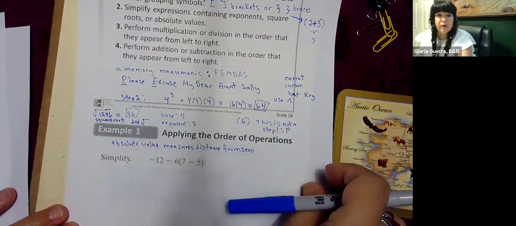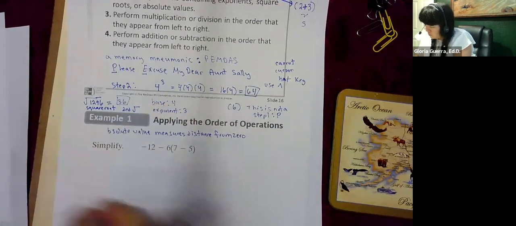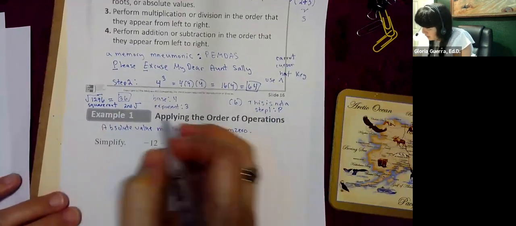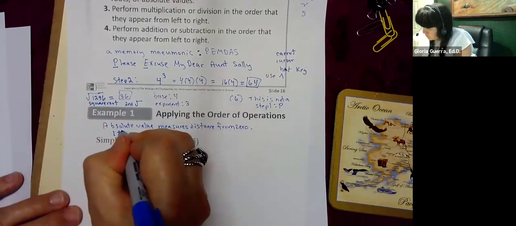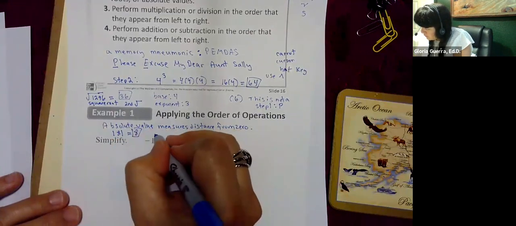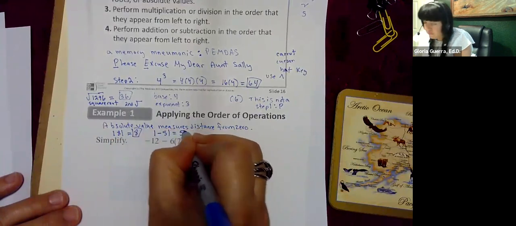So absolute value measures distance from 0. So if I had the absolute value of 8, that's just 8. If I have the absolute value of -5, that's just 5.